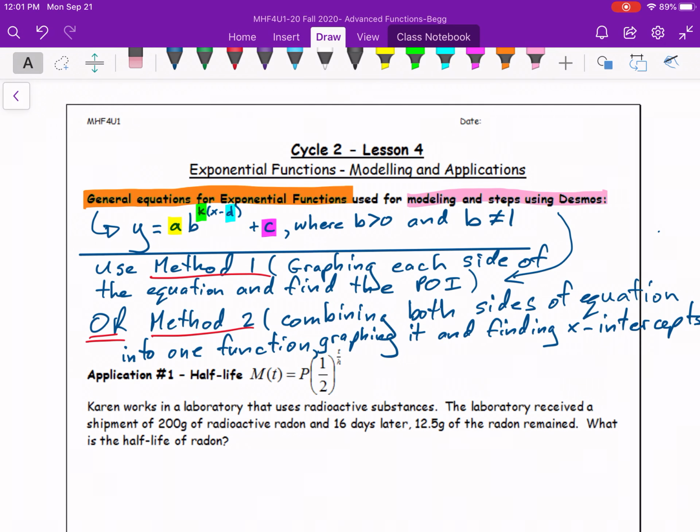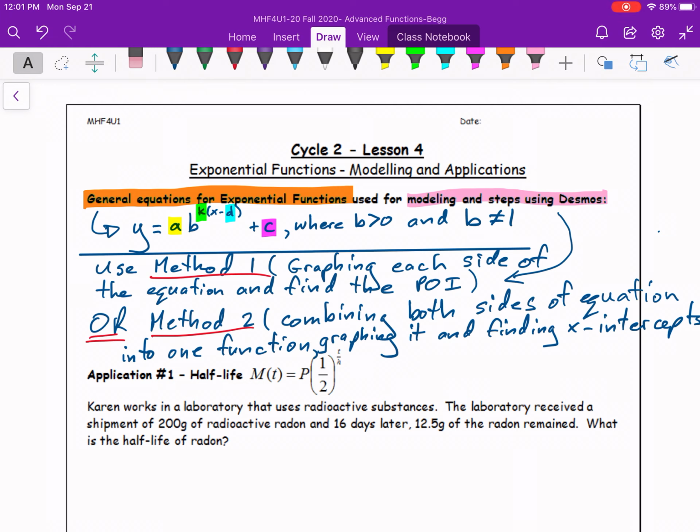Cycle 2, Lesson 4, we're going to carry on talking about solving applications of different types of functions, particularly using Desmos. Today it's about exponential functions. We're going to look at, again, using Desmos. How are we going to do that?